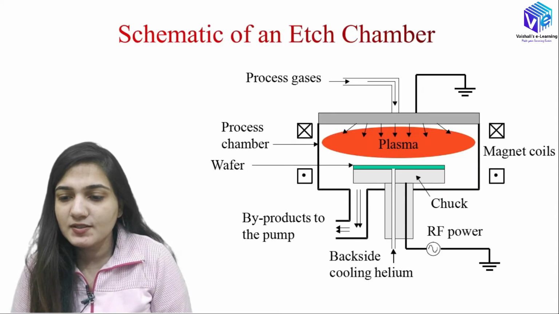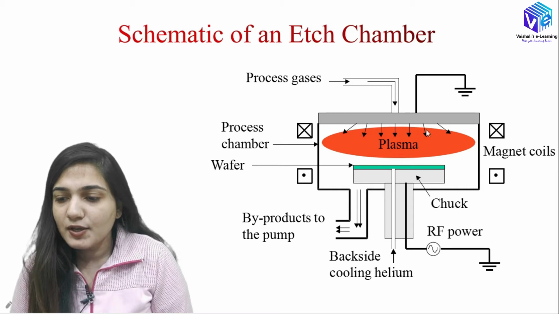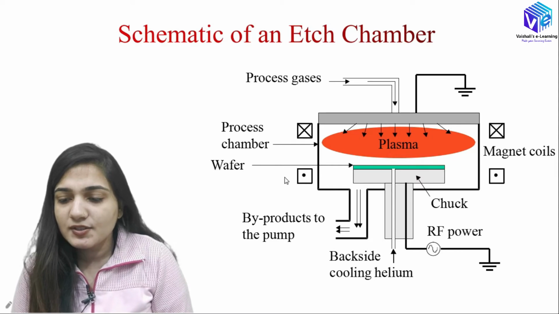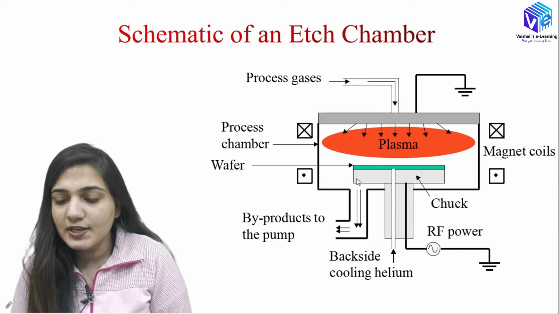So these are the process gases that are going here. Okay, so this is the grounded electrode. Here we have the plasma. The full overall chamber is called the process chamber, and here we have the magnetic coils. This is the wafer, which is present on the electrostatic chuck.